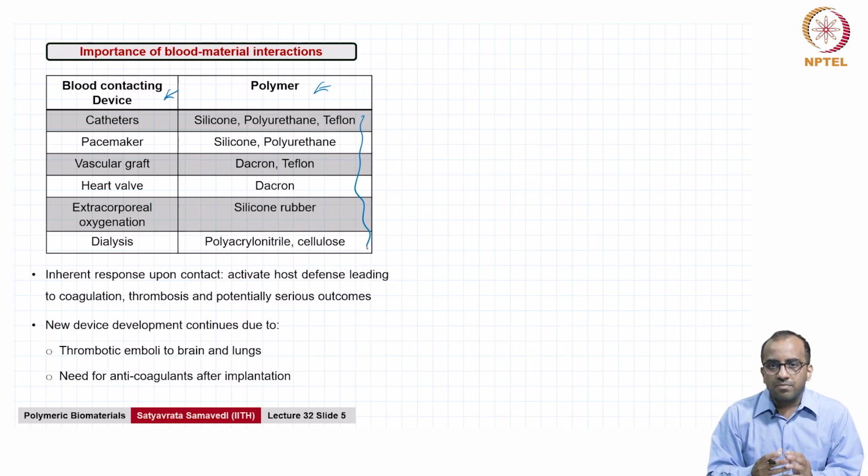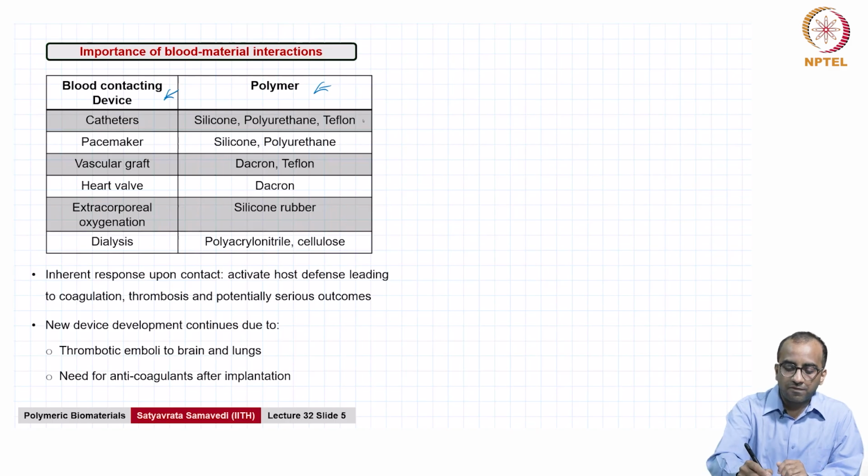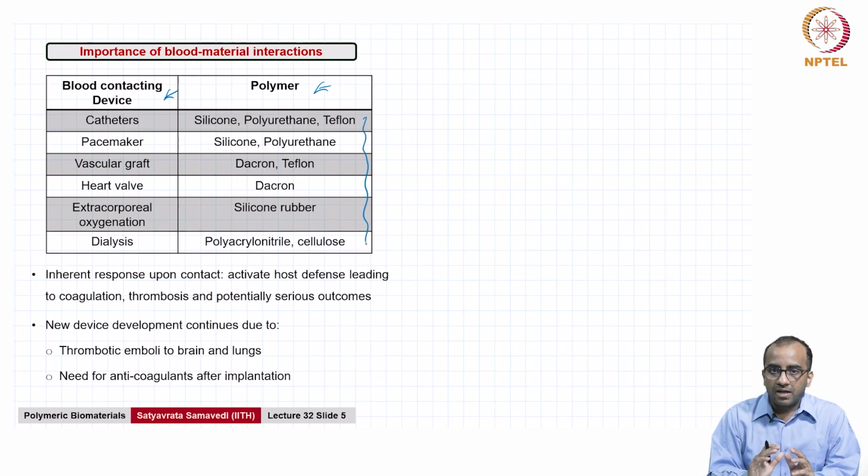So, these are all examples that we have seen in different contexts throughout this course, and we have in earlier lectures on synthetic biomedical polymers taken very specific examples of some of these devices and looked at the role of some of these polymers and their structure property relationships guiding their use in such devices, right. So, this is just to drive home the point that understanding blood material interactions and hemocompatibility is extremely crucial because of the involvement of many of these polymers in these devices that directly contact blood when implanted.